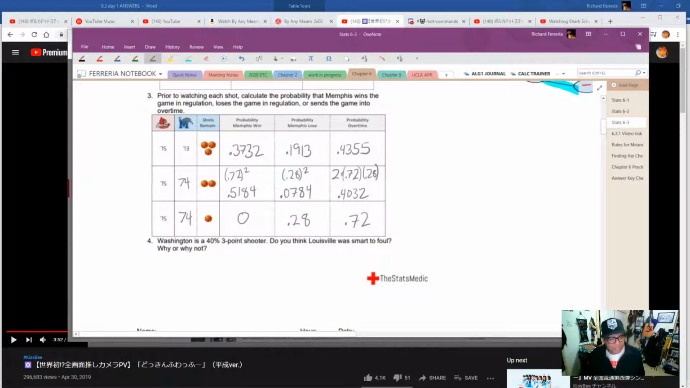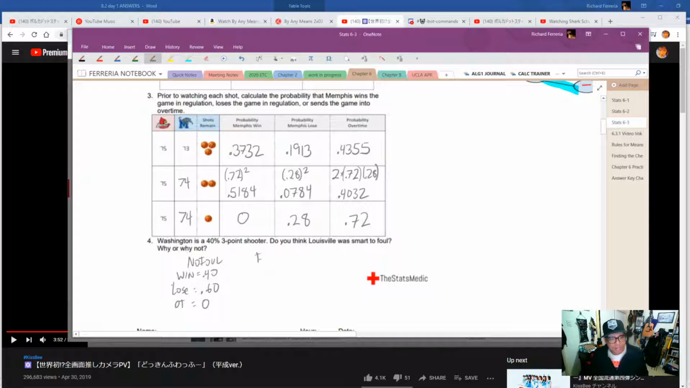So Darius Washington is a 40% free throw shooter. Do you think it was smart to foul? Well, let's see. Darius had to win the game, he had to make that free throw point shooting. So to win the game, let's say they don't foul. The probability of winning the game was 40%. And the probability of losing the game was 60%. And the probability of overtime was 0%.